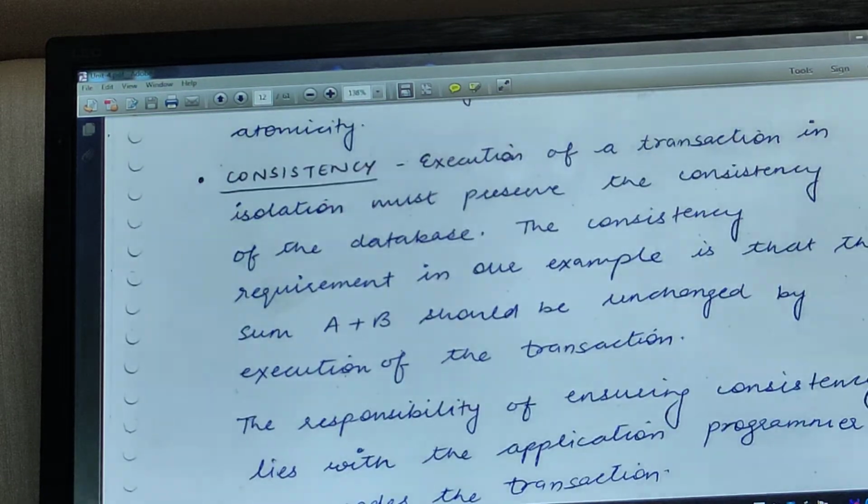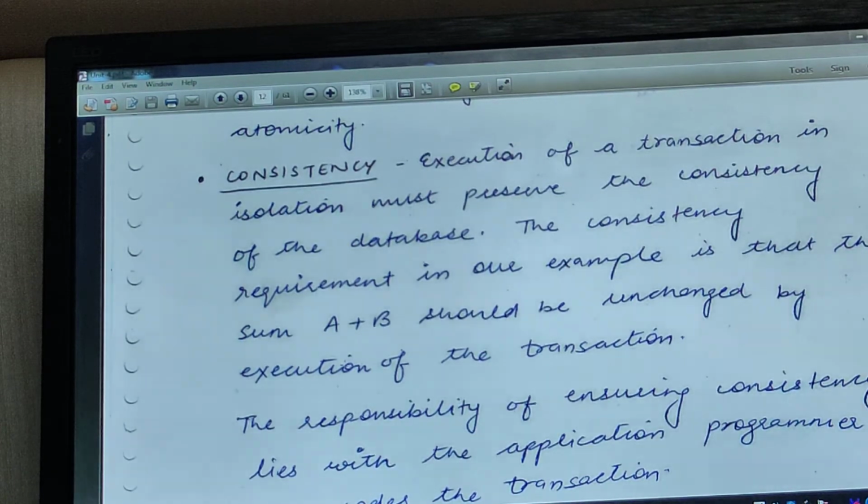Next is consistency. Execution of a transaction in isolation must preserve the consistency of the database. It means that the application programmer who is coding the transaction is responsible for making sure that the values of the data items are in a consistent state after the execution of the transaction. Taking the last example, the sum of A plus B should be unchanged. If I have transferred rupees 50 from account A to account B, the final sum should be the same.